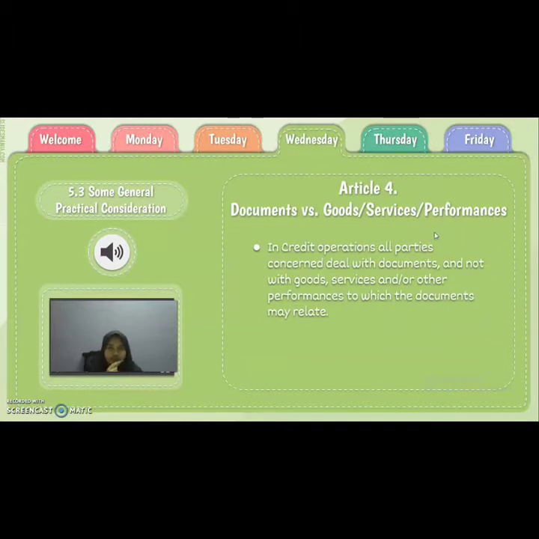Article 4 mentions documents versus goods, services or performance. In the credit operation, all parties concerned deal with the documents and not with the goods, services or other performance that relate to the documents.